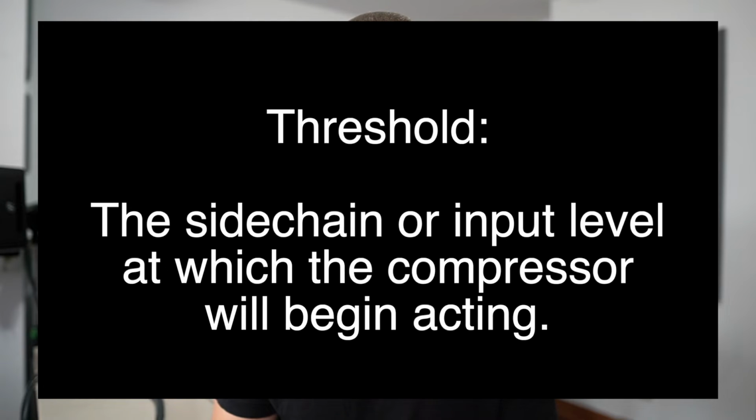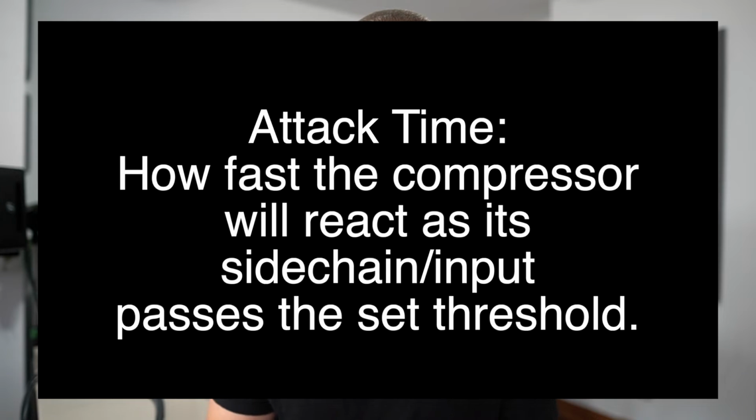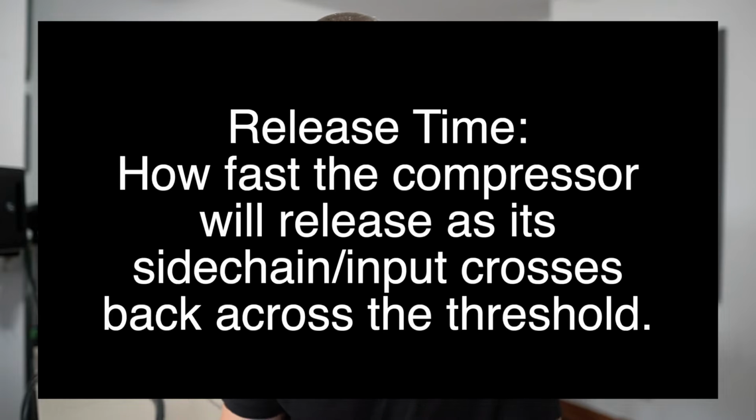We have the threshold, which is the set amplitude at which the sidechain or input signal will cause the compressor to trigger. We have the ratio, which is effectively how much that compressor will act. The higher the ratio, the more compression. We have the attack time, which tells us how fast the compressor will react as the input or sidechain signal passes that threshold. And then we have the release time, which tells us how fast the compressor will disengage as that input or sidechain signal passes back across the other side of the threshold.